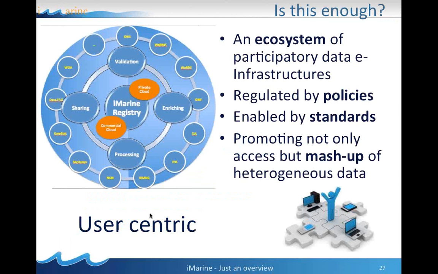However, this set of capabilities that I presented was not considered enough. The idea of creating this ecosystem of participatory data infrastructure that is regulated by policy and enabled by standards, and that is not only about accessing the data but also processing and sharing and supporting mashup of heterogeneous data, was not enough, because the idea was to put the user or the group of users at the center of this infrastructure in such a way that each user or each group of users could customize the infrastructure according to their specific needs.